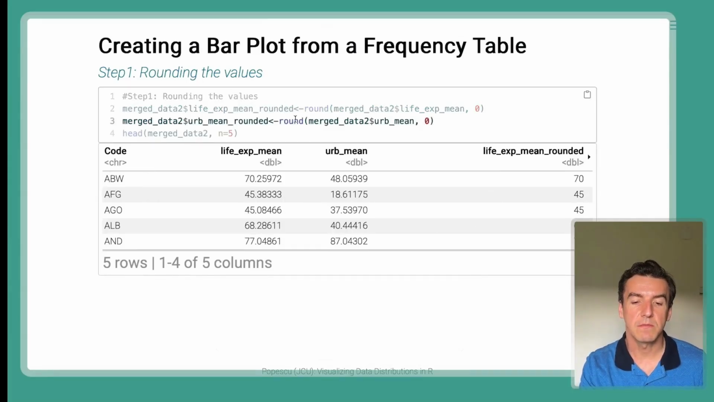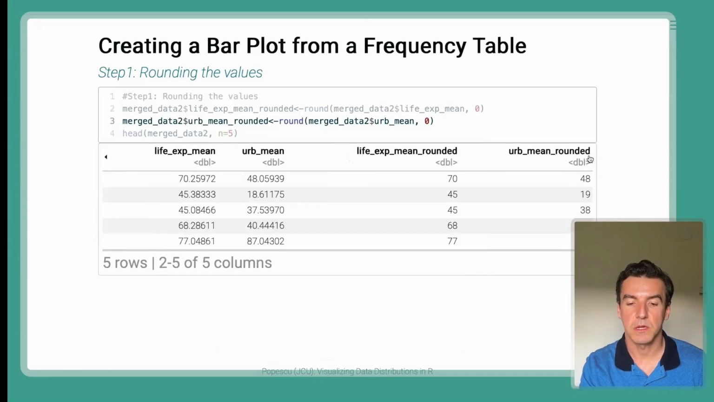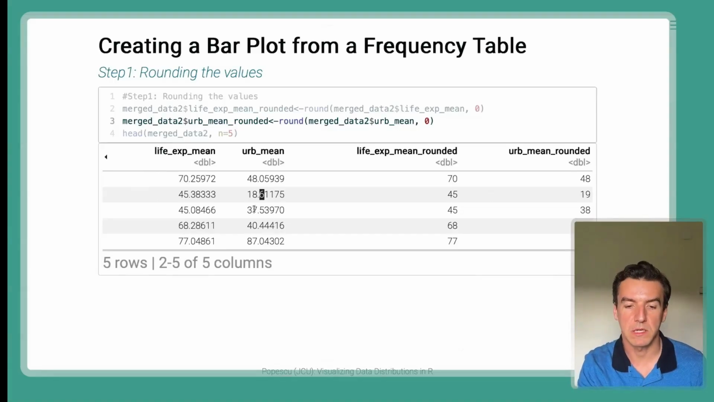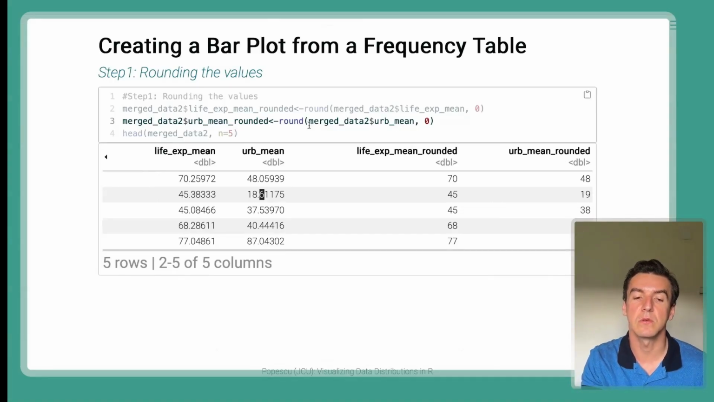We're doing the same thing for urbanization. If you want to see urbanization, you can just move here, and then urbanization 48.05 turns into 48. Here's an interesting example: 18.61 turns into 19. This is because everything that has a decimal point above 0.5 you're allowed to round up to the next number. So 18.6 turns into 19.